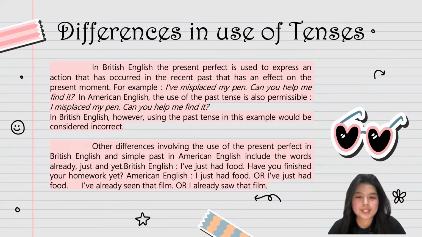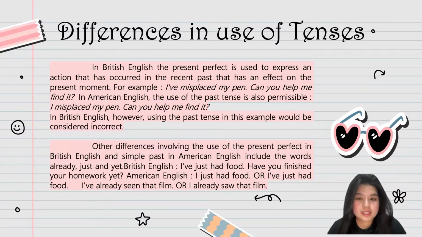In British English, the present perfect is used to express an action that has occurred in the recent past that has an effect on the present moment. For example, I've misplaced my pen. Can you help me find it? In American English, the use of the past tense is also permissible. I misplaced my pen. Can you help me find it? In British English, however, using the past tense in this example would be considered incorrect.